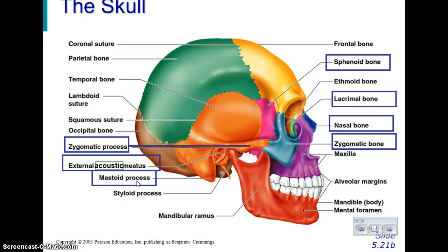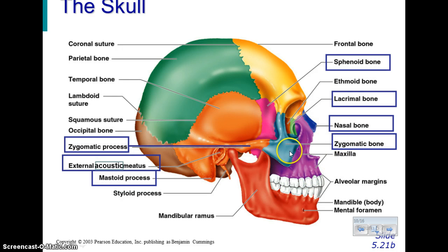The external acoustic meatus is simply the hole in your head through the bone that allows the sound to get to your eardrum. The mastoid process is here on the bottom, and that's an attachment point for a muscle that we're going to learn in the next unit.